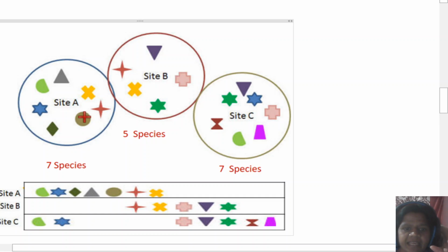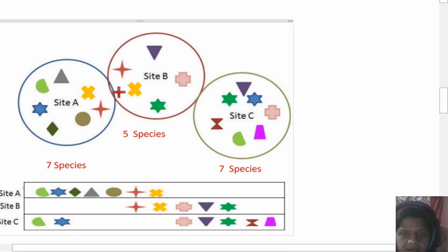So site A has 7 species and site B has 5 species. We know that the alpha diversity for A is 7 because there are 7 species. The alpha diversity for site B is 5 because we have counted 5 different species. Now, when it comes to beta diversity, what you have to see is what is unique in these two ecosystems.